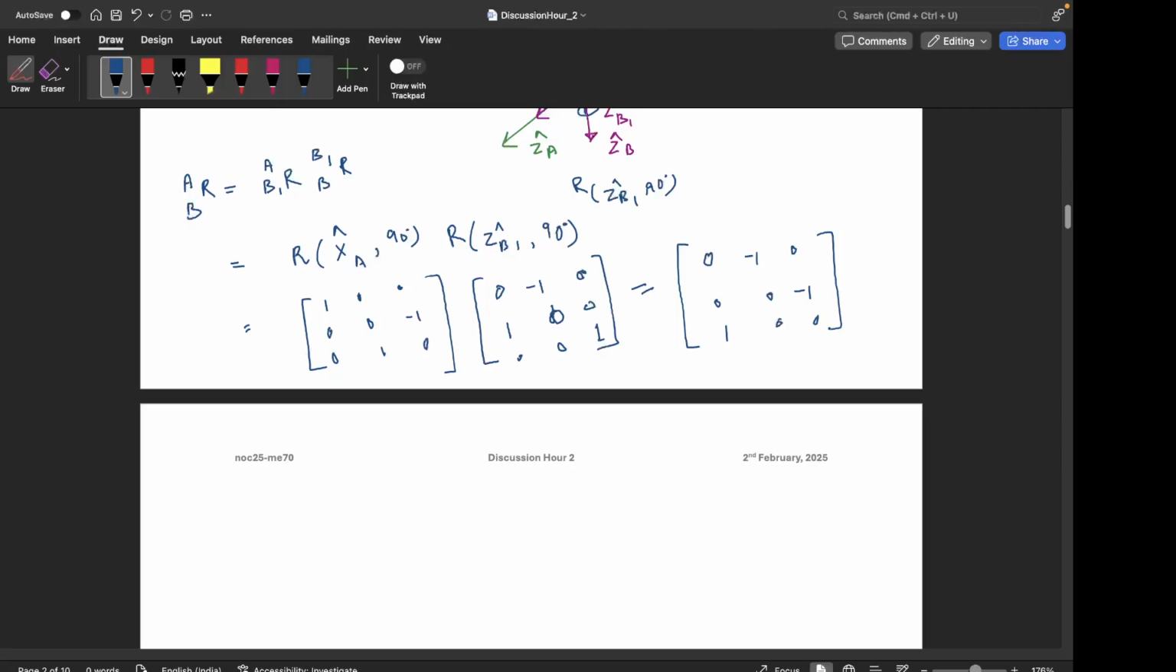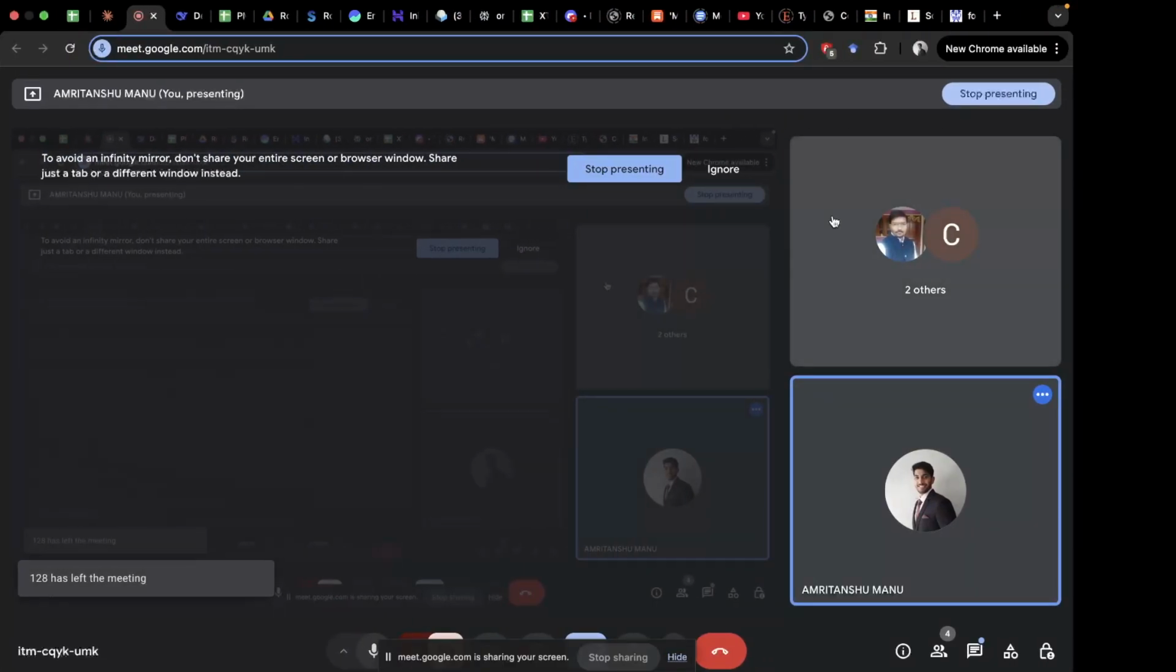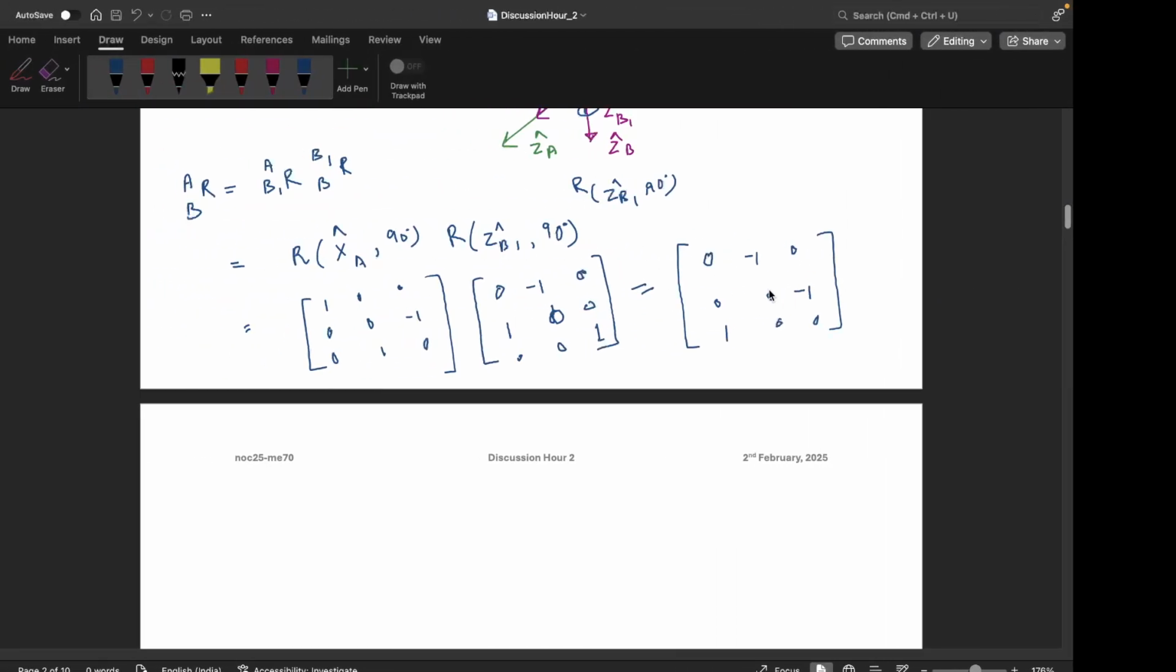Any doubts still here? Okay, so now what we have is a single matrix representing the orientation of frame B in frame A. And the good thing is that we took this step-by-step rotation approach and we just had to multiply them to get the final rotation matrix.